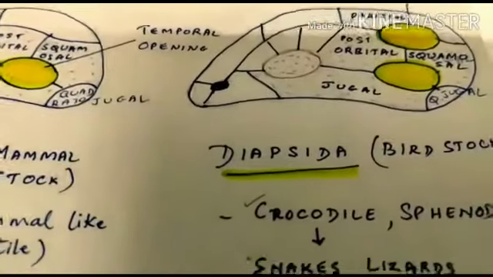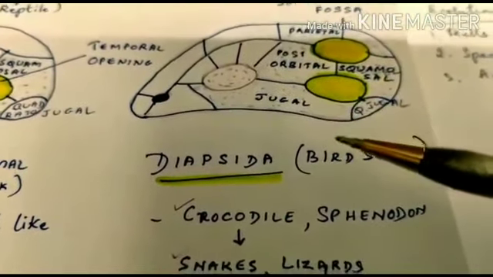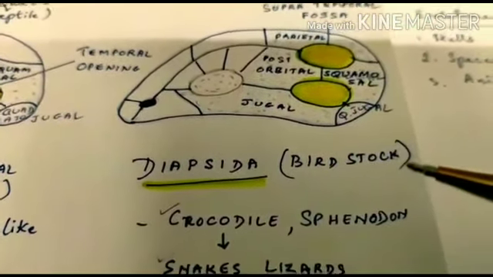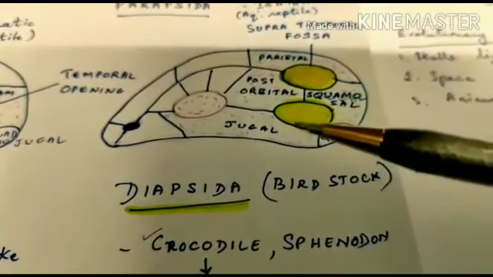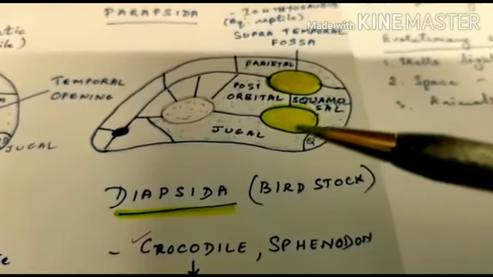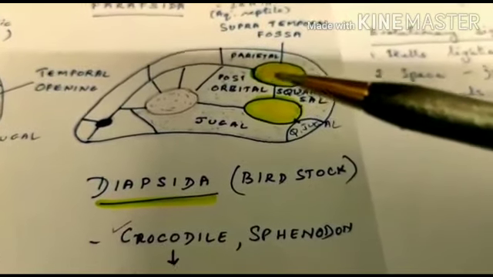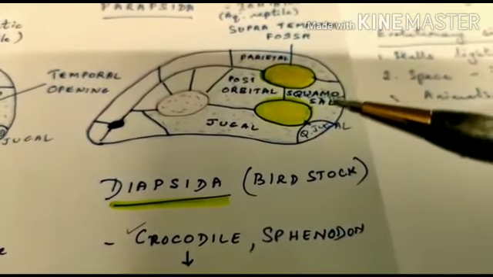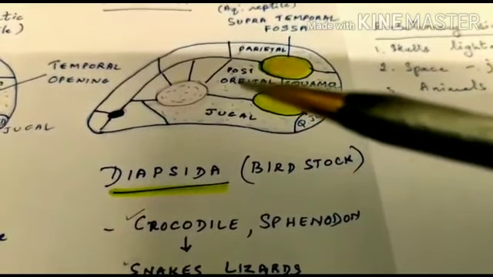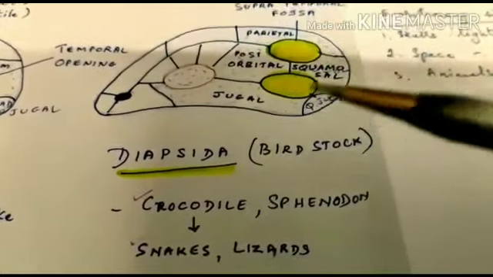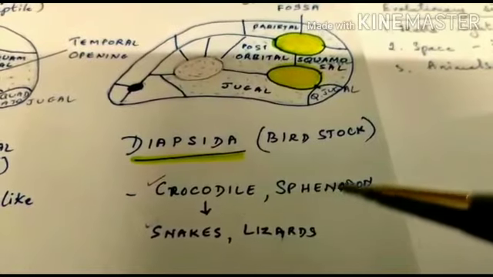Now the next one is a diapsid skull, to which most of the present day reptiles belong. And this is also referred to as the bird stock because all the birds have arisen from the diapsid skull. So the features are the presence of 2 fenestrae or fossae. One is supra and the other is infratemporal fossa. Supra is flanked by parietal, postorbital and squamosal bones, and infra is flanked by jugal, quadratojugal, squamosal and postorbital bones. Now this diapsid skull is found in all the animals like crocodiles, Sphenodon, etc.